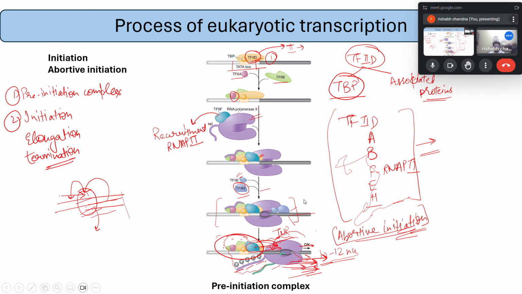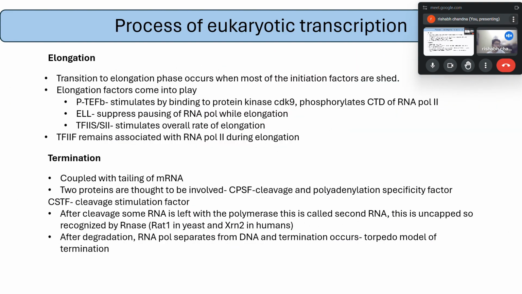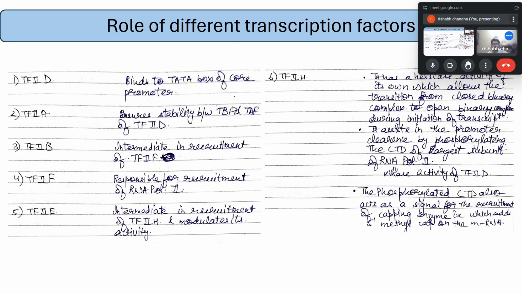If not, then we'll move on to the other two stages. First we'll see the different functions of the different transcription factors. As we know, TFIID is the first transcription factor that binds to the TATA box, so it has a TBP binding site. Then we have TFIIA, which ensures the stability between the TBP and the TAF, the TATA box associated factors that are present in TFIID itself. So TFIIA has a stabilizing role.